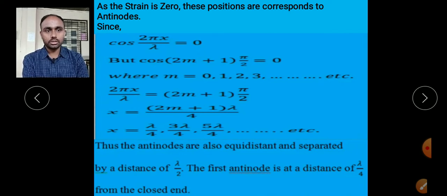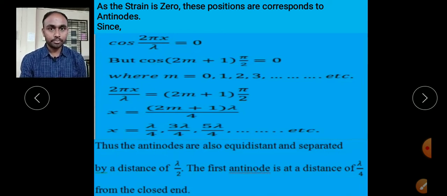If we cancel pi, and this 2 goes to the denominator, multiplied, it becomes 4. So, we want the x position of the antinode: x is equal to (2m plus 1) lambda by 4. This equation will give you the positions of the different antinodes. If we substitute m is equal to 0, we get lambda by 4, m is equal to 1, 3 lambda by 4, m is equal to 2, 5 lambda by 4, then 7 lambda by 4 and so on. Okay. And these are the different positions of antinodes.